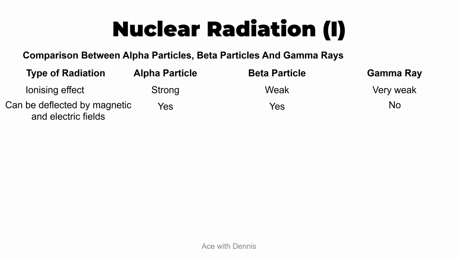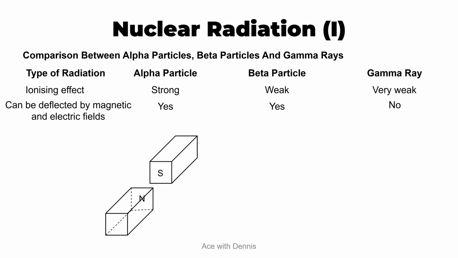Okay, now let's see how these alpha particles, beta particles, and gamma rays are affected by a magnetic field. Let's assume these three alpha, beta, and gamma radiation are moving on a straight line. Since gamma ray is not affected or deflected by magnetic and electric fields, it will continue to go in a straight line.